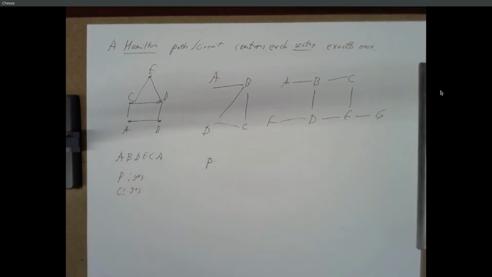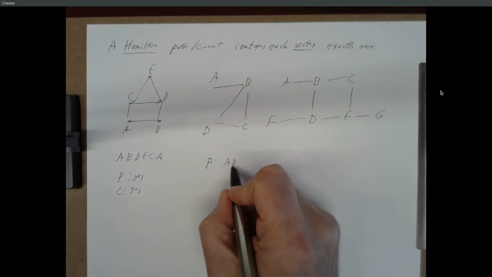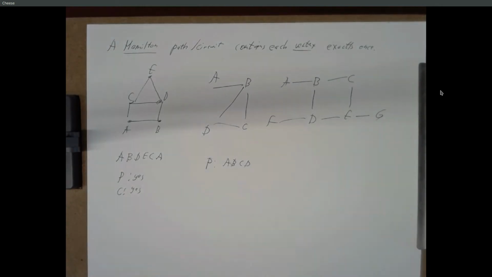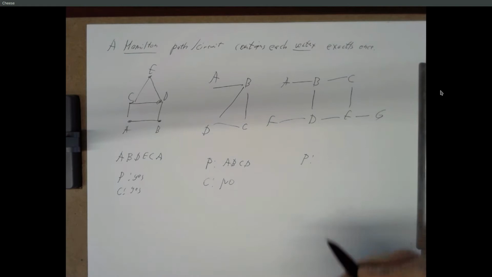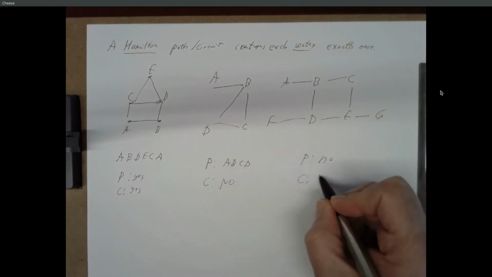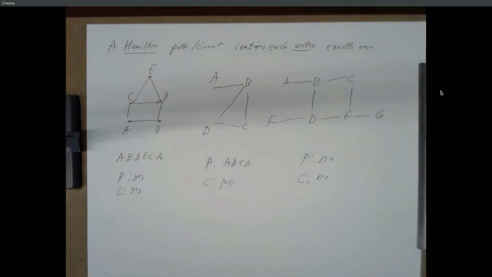All right, how about this one, Hamilton path? A, B, C, D. Hamilton circuit? No. Yikes. How about this one, Hamilton path? No. So definitely not a circuit. How do we know there's not a Hamilton path here?